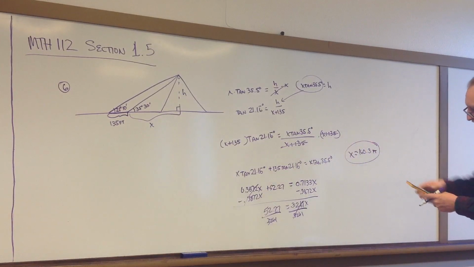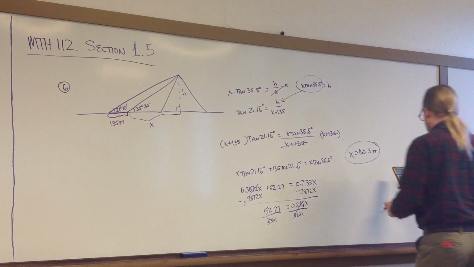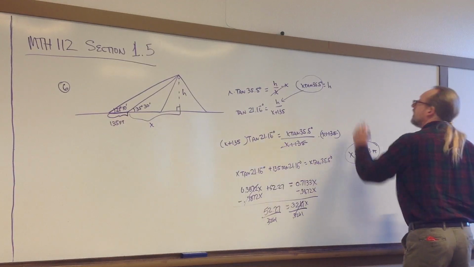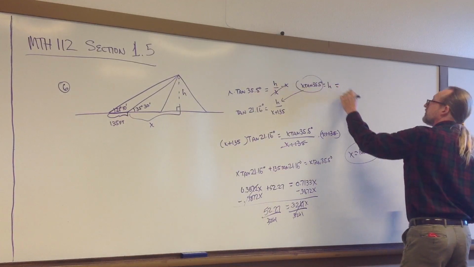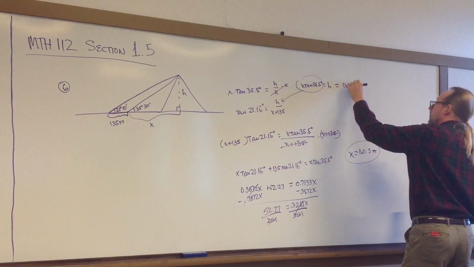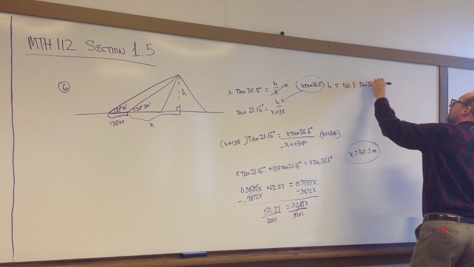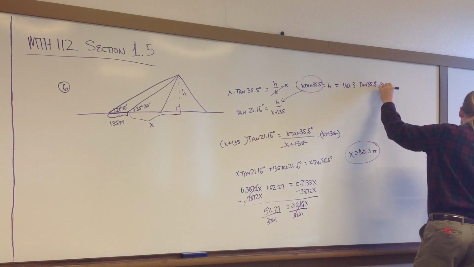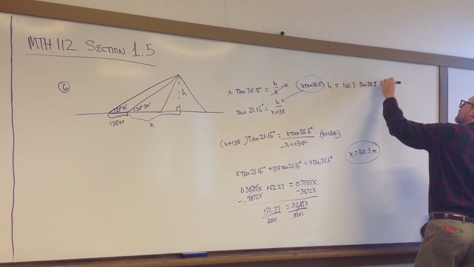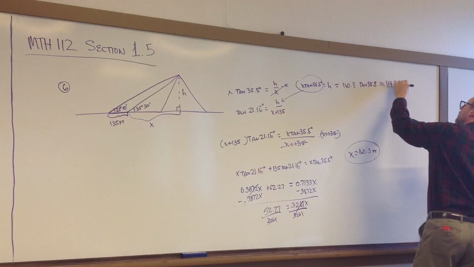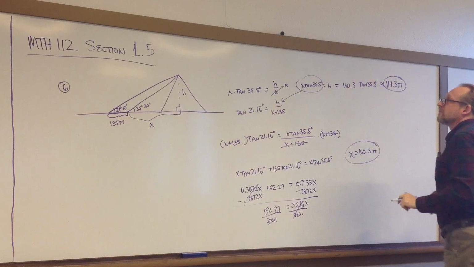And then we multiply times the tangent of 35.5, and that gives us 114. H is 160.3 times the tangent of 35.5 degrees, and that's approximately 114.3 feet tall.